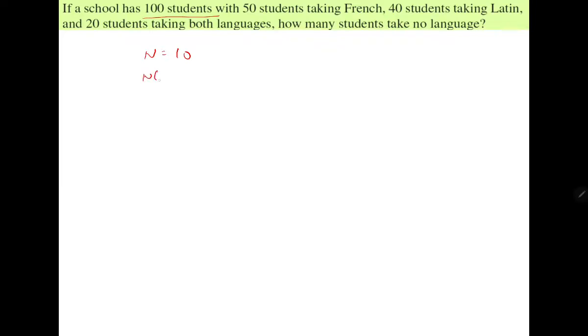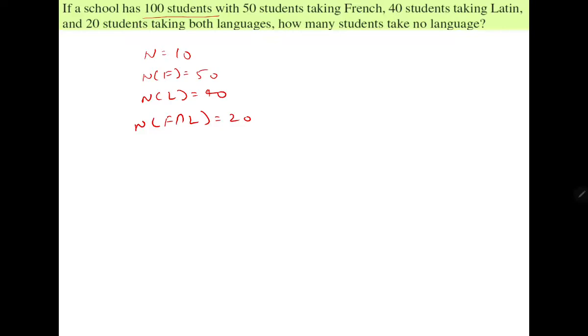50 students are taking French and 40 students are taking Latin, and 20 students are taking both of them. How many students take no language?